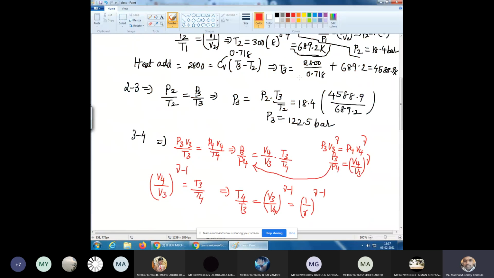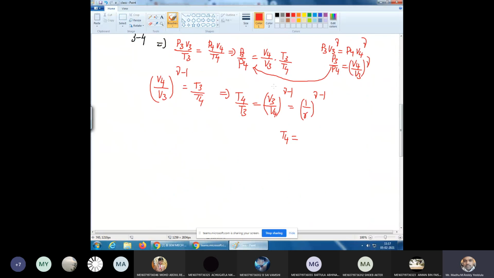T3 value, where is it? Yeah, here. 4588.9. 4588.9 into, R value is 8 as given, 1 by 8 whole power 1.4 minus 1, that is 0.4. Tell me this one. This is 4588. 1997.4. 1997.4 Kelvin. Now we got all the values.